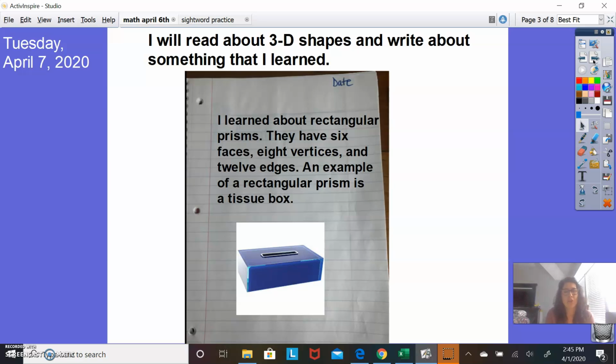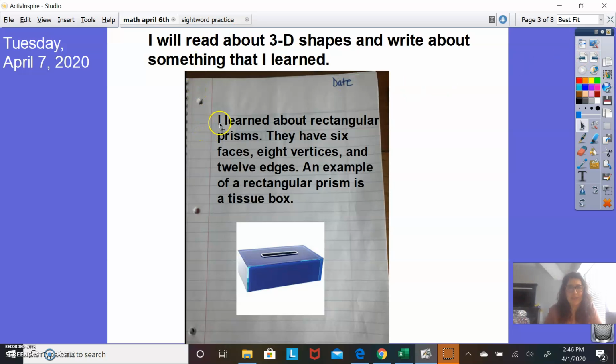On Monday, you were to read and watch a video on Epic about 3D shapes, and then you were going to write about something that you learned. I'm going to share with you what I learned from the 3D shape book that we read in Epic.